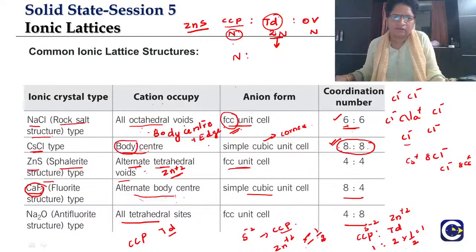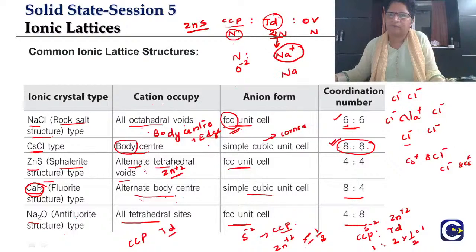It's simpler here. In the sodium oxide anti-fluoride structure, all tetrahedral sites are filled up. So the sodium ions fill all the tetrahedral sites, and the oxide ions form the closed pack structure. How many tetrahedral voids are there? 2. So sodium will be double the number of the oxide ions. We get the formula as Na2O. If it is only half, we get the ratio of 1:1.